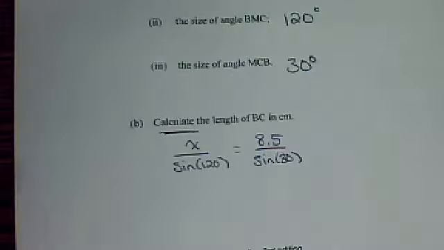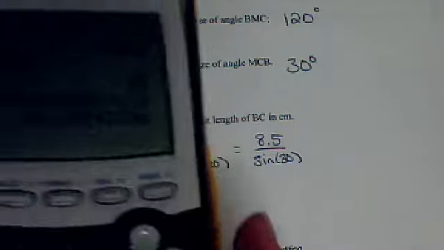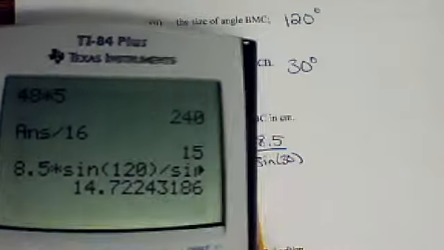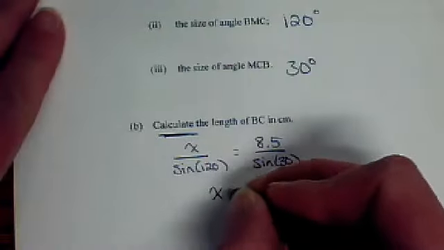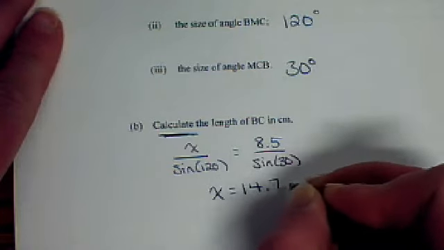Remember, always showing what you plugged in to each of the formulas, making sure your mode is in degrees as well. 8.5 times the sine of 120, and then you would end up dividing by the sine of 30. And I got, in the calculator, 14.722, so that would be 14.7 centimeters.